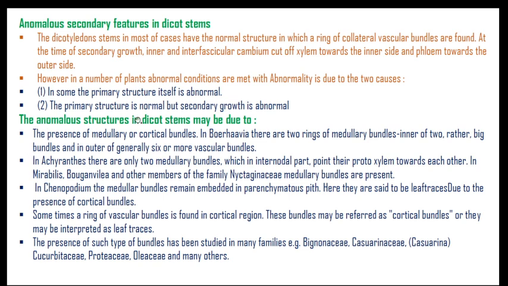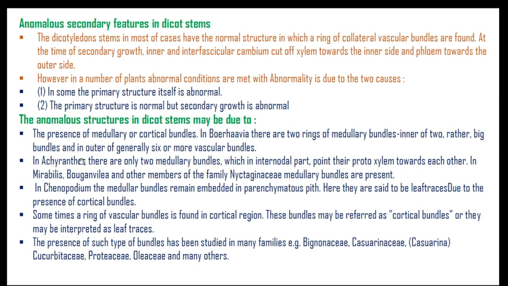The anomalous structure in a dicot stem may be due to the presence of medullary or cortical bundles. Such a condition is found in Boerhavia, where there are two rings of medullary bundles, the inner of two rather big bundles and the outer of generally 6 or more vascular bundles. Likewise, Boerhavia is another plant showing such conditions.